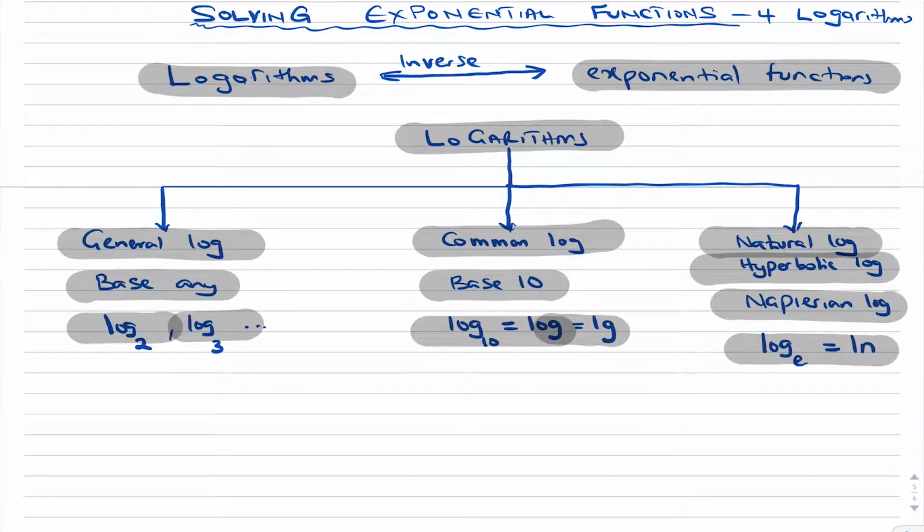The reason why we have log of base 10 is because we use 10 numbers, 0 to 9. Hence, we have log of base 10. Log of base 2 will be referring to two numbers, 0 to 1. Log of base 3 will be 0 to 2. And that's how that works.